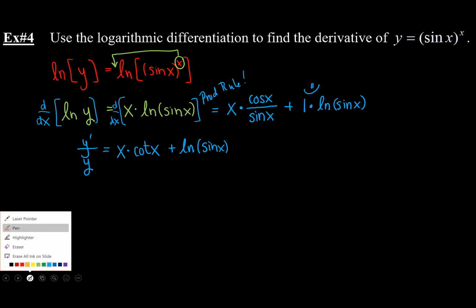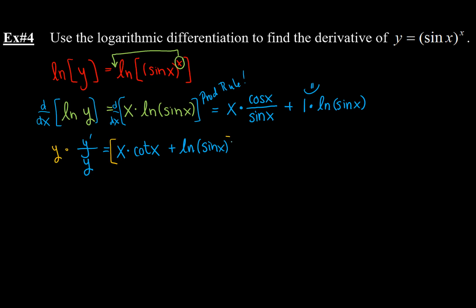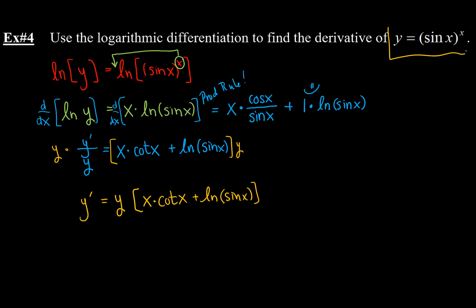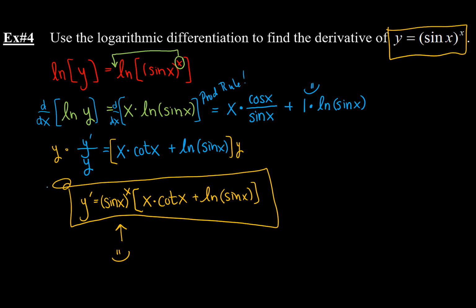And then I want to multiply both sides by y, so I can solve this for y prime. So on my left side, I've got y prime equals y times this x cotangent of x plus the natural log of the sine of x. And then I need to remember y is equal to the sine of x. So this y right here, I'm going to replace with my original function. And this ends up being y prime equals the sine of x to the x power times x cotangent of x plus the natural log of the sine of x.